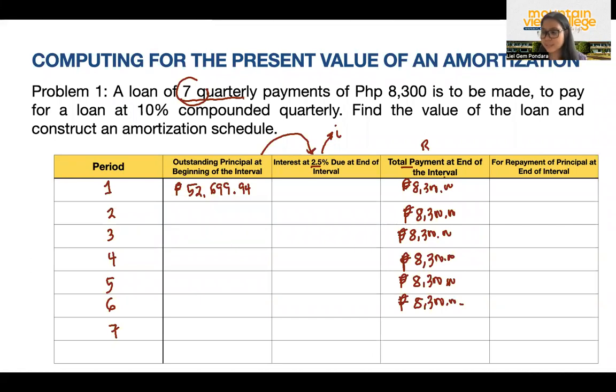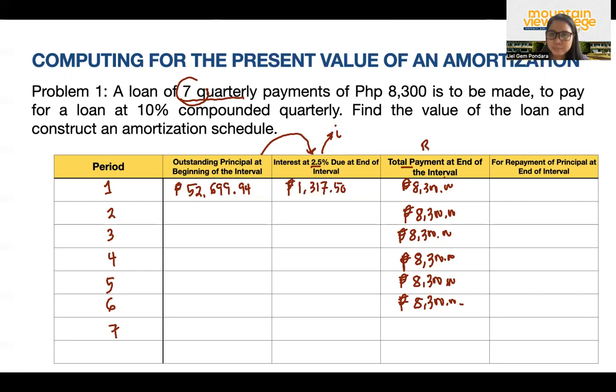So using your calculator, it's 52,699.94 times 0.025. The interest paid is 1,317.50. Can you still follow? Disregard what's in the handouts. It's different. They made an error by just the decimal point.